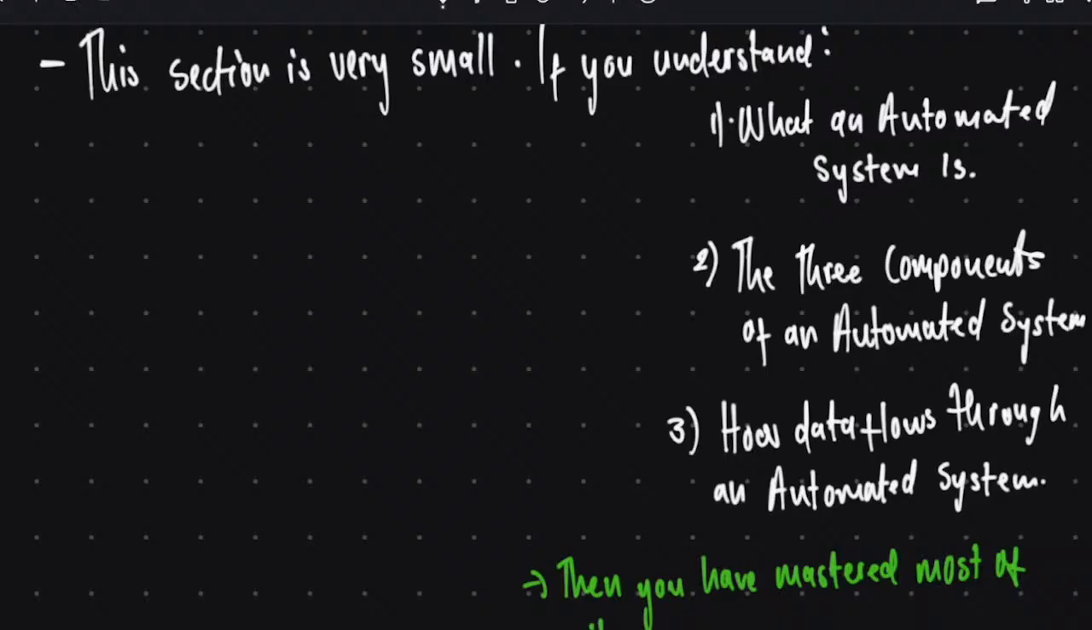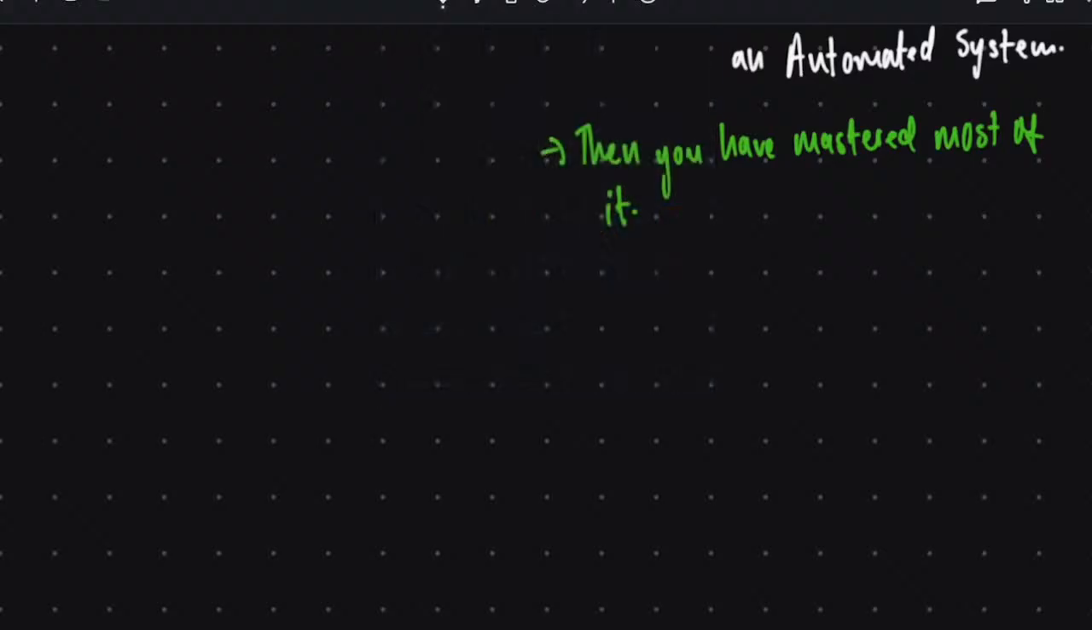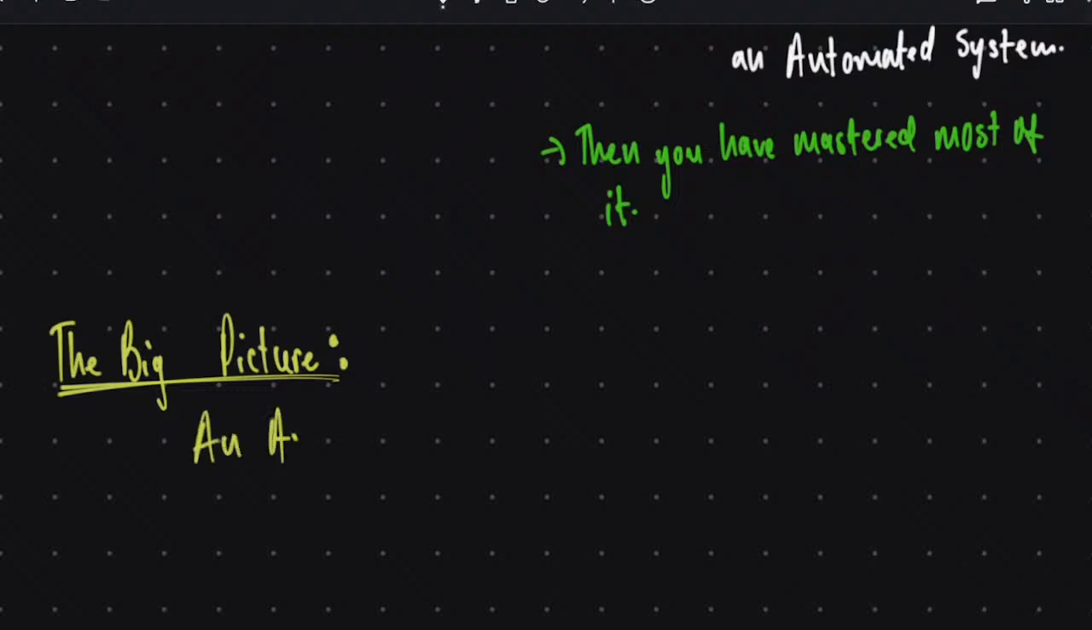Good. So let me give you now the overview. This is not how you're going to write it when they ask, but this is what you should just know. I'm giving you the big picture of everything. So let me write, an automated system, the big picture. We'll box this up. What you must know is that an automated system, the one which we're trying to study, is a computer controlled system.